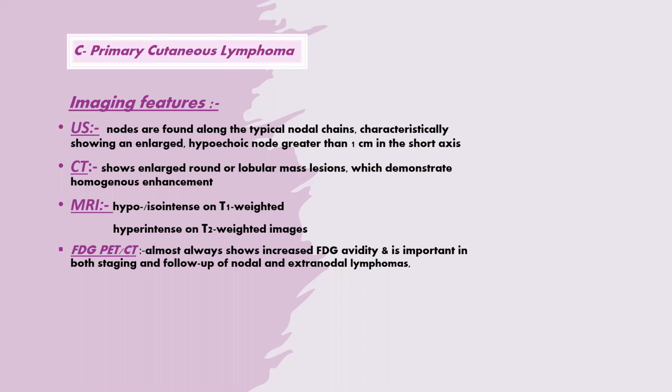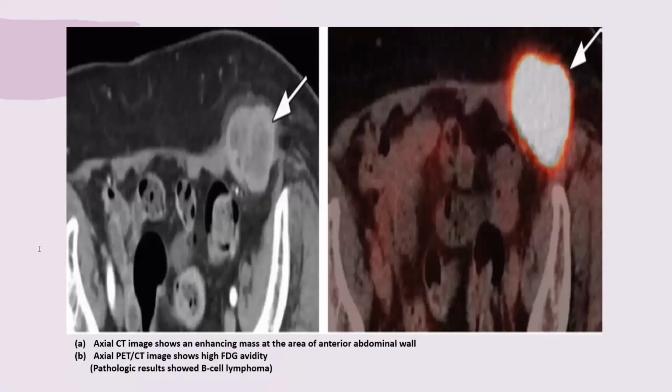This is an example of lymphoma. Axial CT image shows an enhancing mass in the area of the anterior abdominal wall. And we see that the axial PET CT scan shows high FDG avidity. The pathologic result shows B-cell lymphoma.